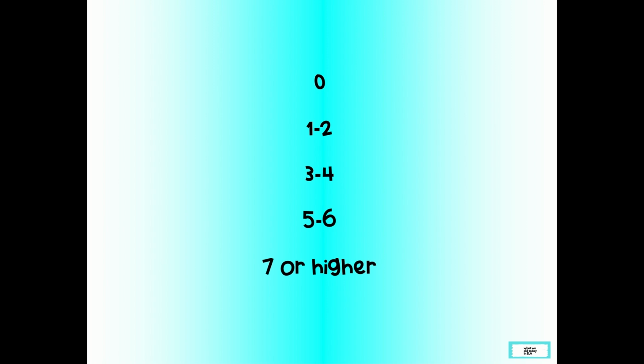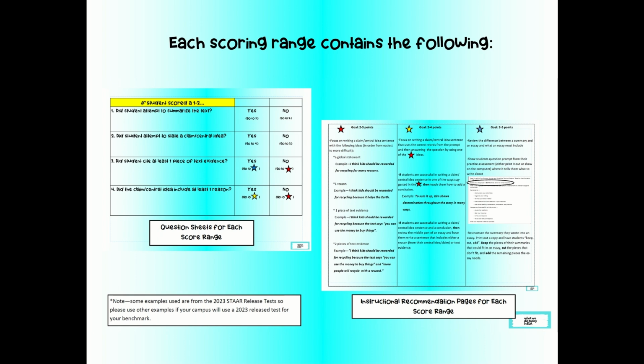The ECR if-then gives instructional recommendations for essays at the following scoring ranges. Essays that scored a 0, essays that scored a 1 and a 2, essays that scored a 3 to a 4, a 5 to a 6, and essays that scored 7 or higher. Each scoring range contains an if and a then.